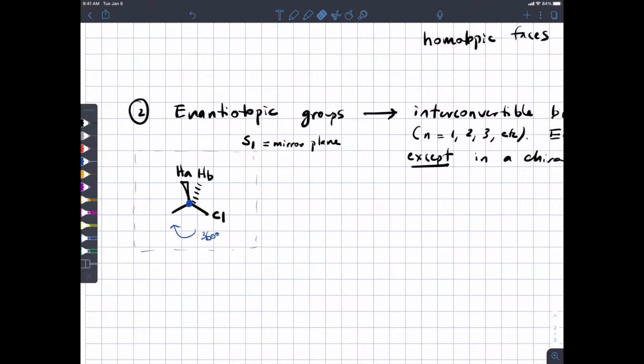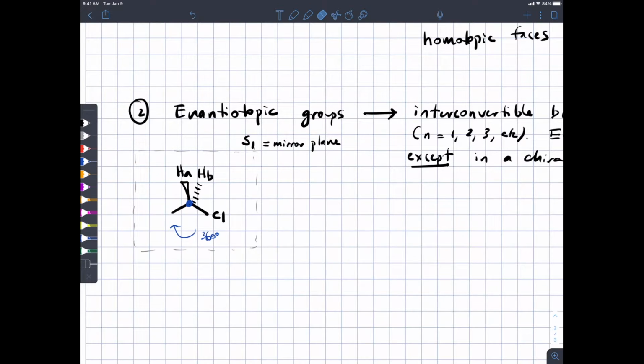This may be more straightforward to think about than what I think a lot of textbooks teach, which is you do a thought experiment and you replace one of the protons with some Z group, and then you replace the other with the Z group, and you see if they're enantiomers, and if they are, then those two groups are enantiotopic. That works too, but it's a little more clunky, and I think it confuses students because they're like, what the heck is the Z group, and why am I doing this in my brain? And the whole point is identifying whether protons are equivalent or not. So enantiotopic groups are equivalent except in a chiral environment.